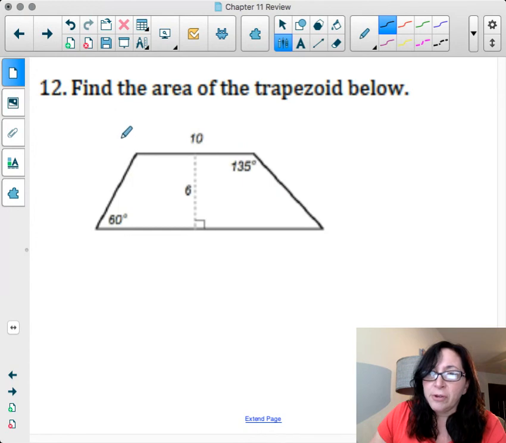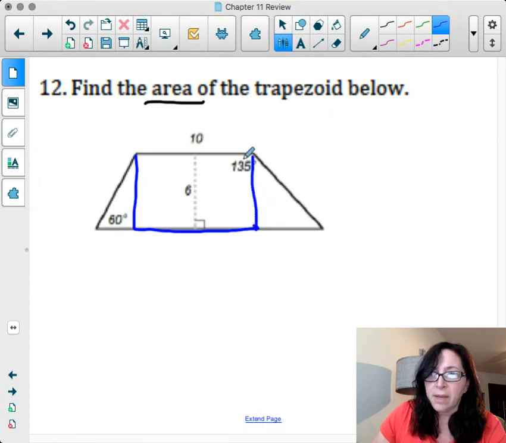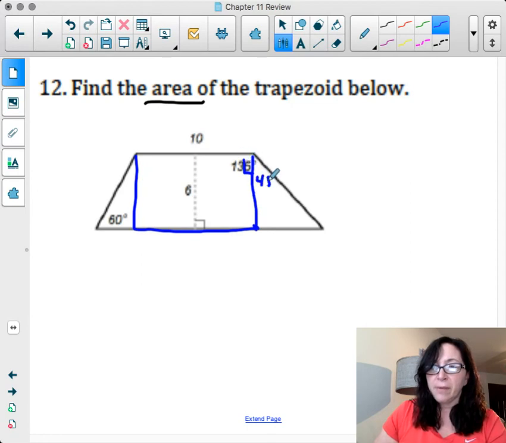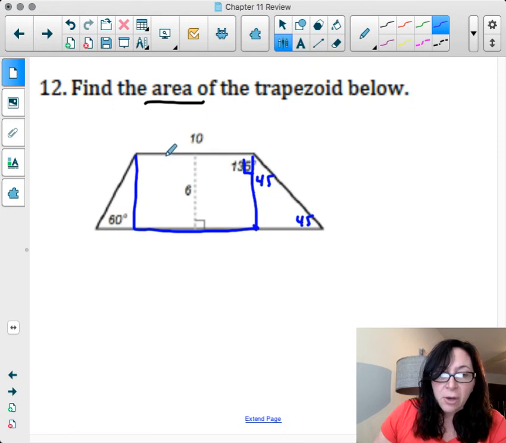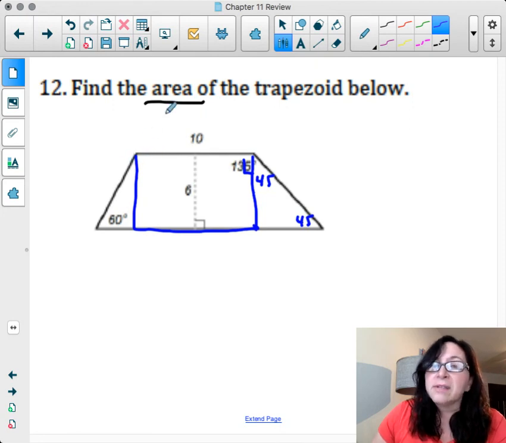Lastly, find the area of a trapezoid. Find the area of the trapezoid. So what we do know is that this is 10, this bottom length here, and that would make this 45 if that was 90. And that would be a 45, 45, 90. And this would be a 60. And so, oh, I didn't realize that.